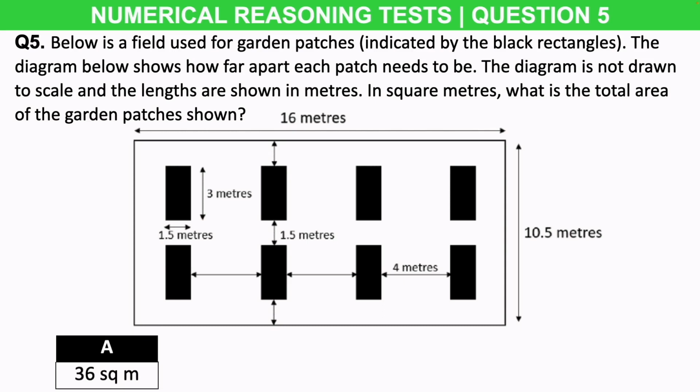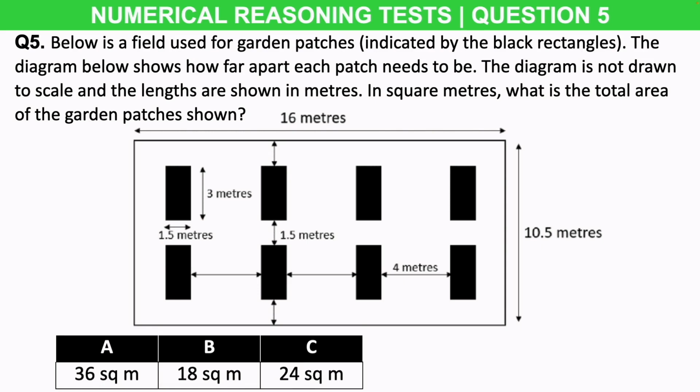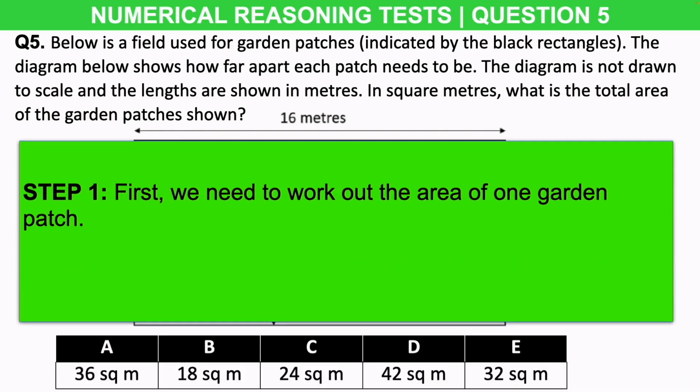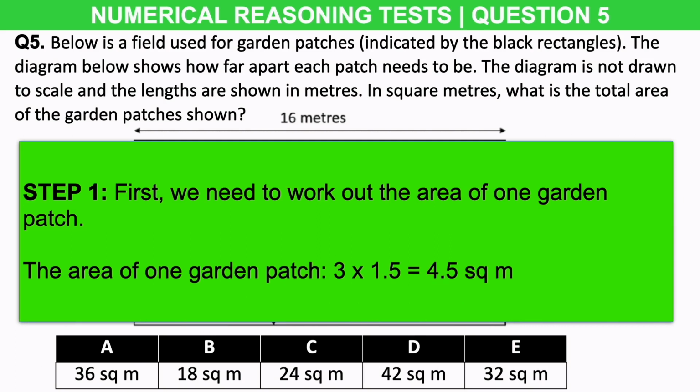Is it A, 36 squared meters, B, 18 squared meters, C, 24 squared meters, D, 42 squared meters, or E, 32 squared meters? Now first, we need to work out the area of one garden patch. So remember, the garden patches are the black rectangles on that diagram. So the area of one garden patch is 3 times 1.5 because it was 3 meters by 1.5 meters. That gives us 4.5 squared meters per patch.